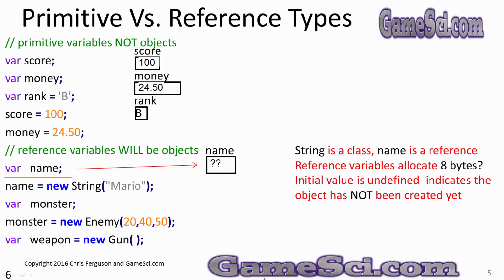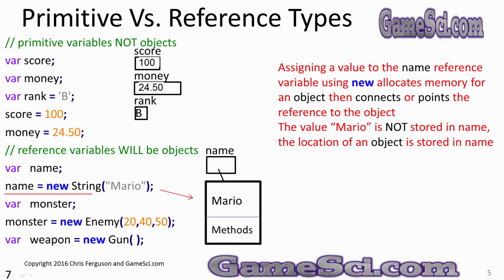Reference variables will be objects at some point. Declare a var name. String is a class. Name is a reference. Reference variables allocate, I'm thinking, 8 bytes of memory. It might be slightly different, but let's go with 8 for now. The initial value of undefined indicates the object has not been created yet. Name equals new String, passing it Mario.